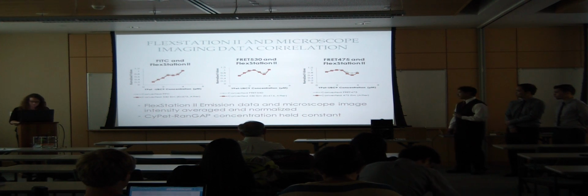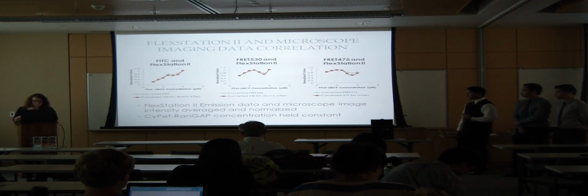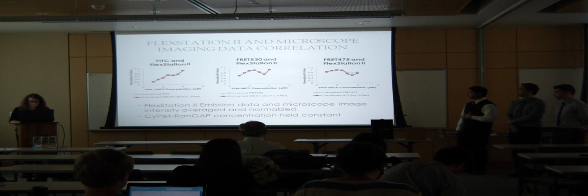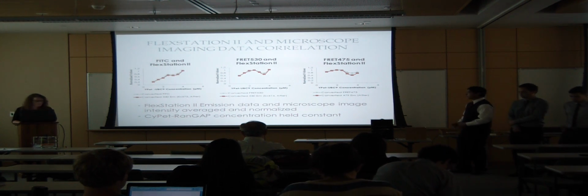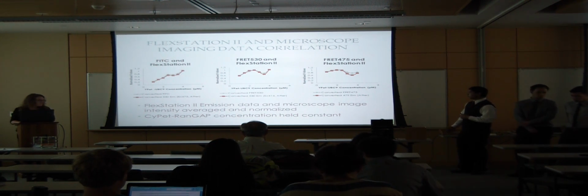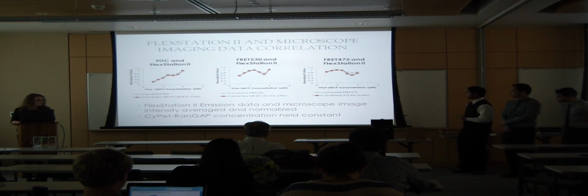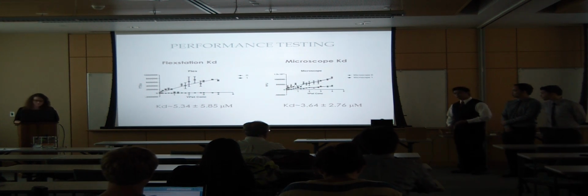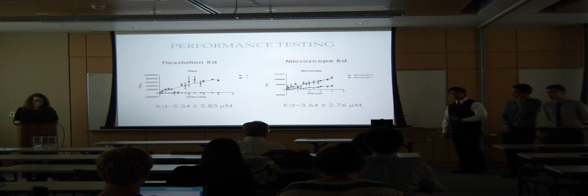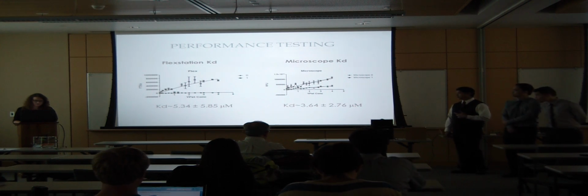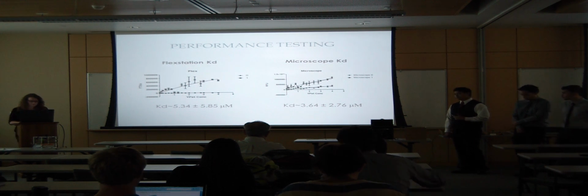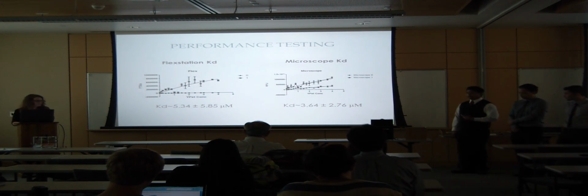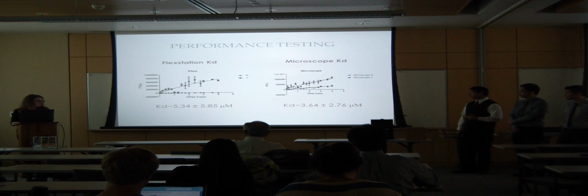For our assay, we made sure that the CyPet concentration was held constant, while the YPet concentration varied. And as you can see in these graphs, the imaging data and the fluorometer data correlated very well. And once we found that the two correlated, we ran both data sets through the Prism software to determine the KD. From the fluorometer, we got a KD value of about 5.34 micromolar, and the imaging data returned a KD value of about 3.64.